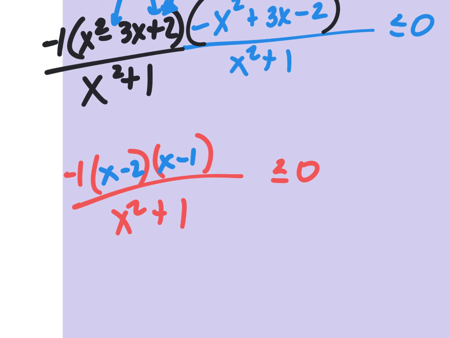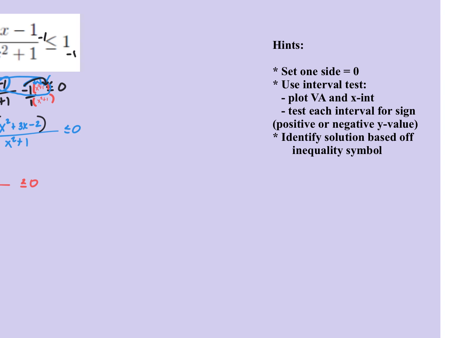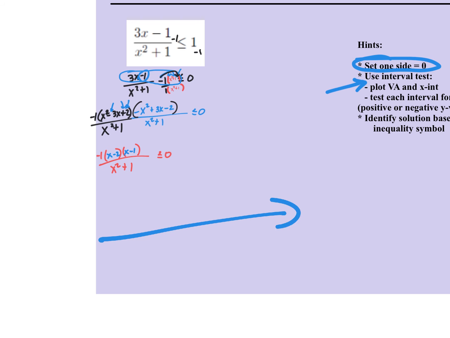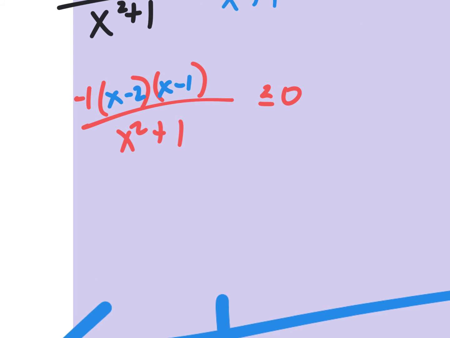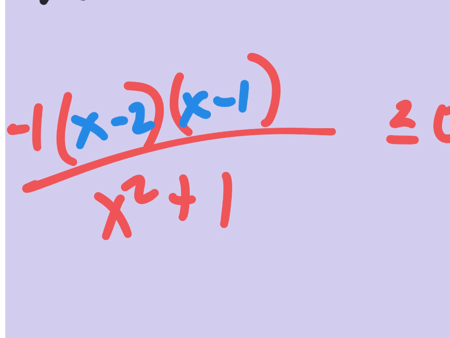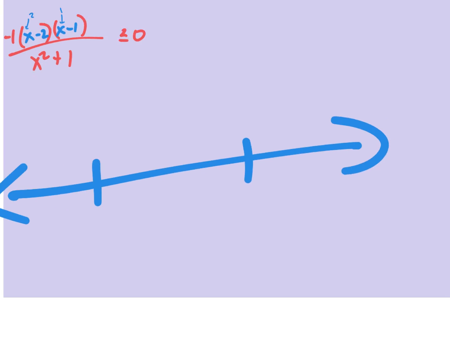Okay, cool. Now, this is important. I'm going to go back to the directions here. Set one side equal to 0. Check, we did it. Use interval test. What are they talking about? This is where we set up the number line and we test intervals. But what are the key points? Ooh, I know some key points. The top has 2 key spots: 2 and 1. Those are key spots.